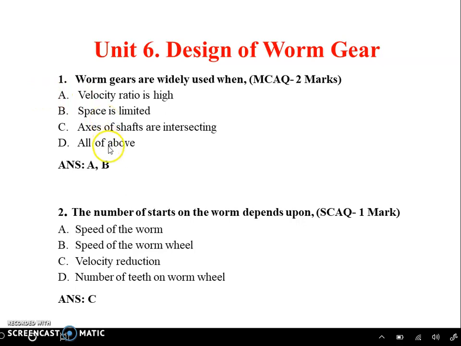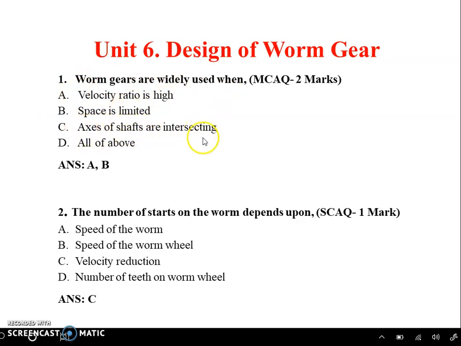Second one, when space is limited, the priority is given to worm and worm wheel, because due to this high velocity ratio, in case of 100:1, this reduction in velocity, if we use the spur gears, then at least we will require 3 stages in spur gear, helical gear, but in worm wheel, in one stage only we can transfer this particular amount of velocity with this velocity ratio. So with less space, this is possible. So these two options, A and B, both are correct.